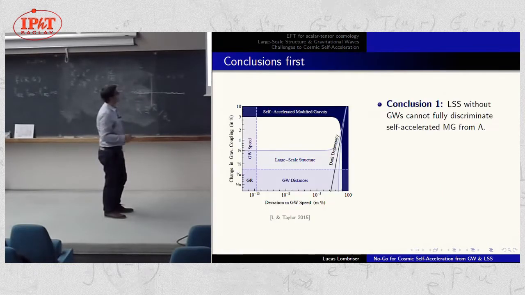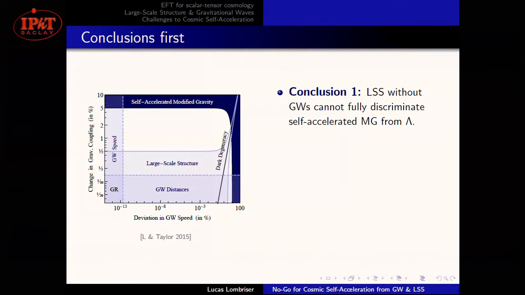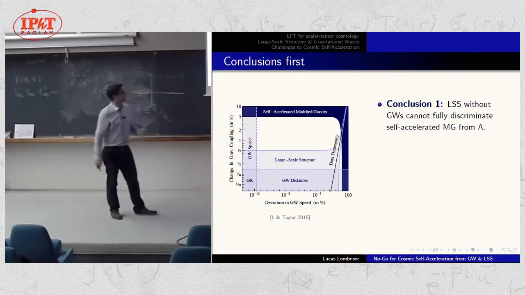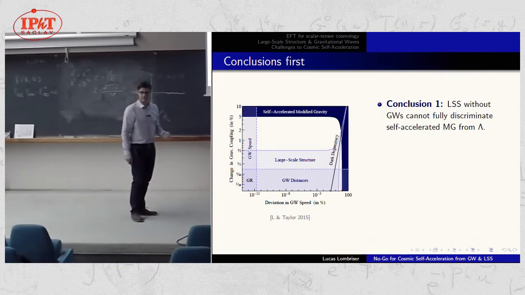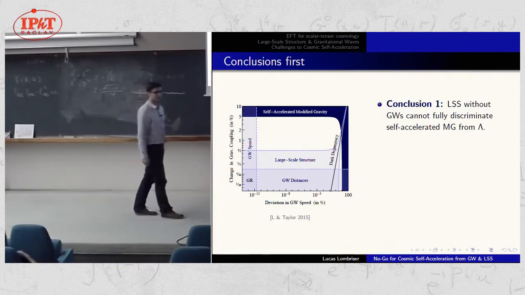And as I said, conclusions first here. The first conclusion is that large-scale structure without gravitational waves cannot fully discriminate self-accelerating modified gravity from a cosmological constant. But if you have gravitational wave observations, you break this degeneracy.